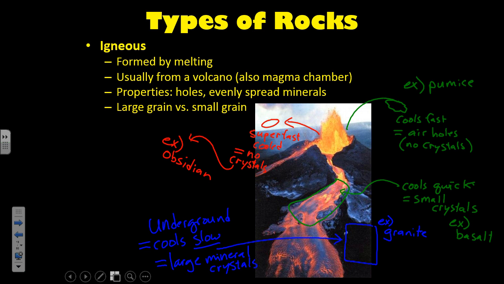They have a certain series of properties. They might have air holes in them. They're going to have evenly spread minerals. And then basically the environments that they form in, they tell us that it formed around a volcano. So here's how they form.